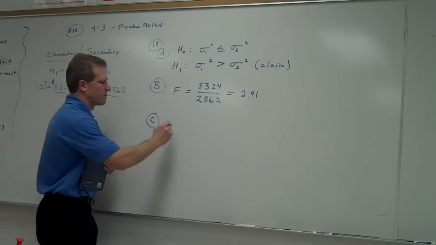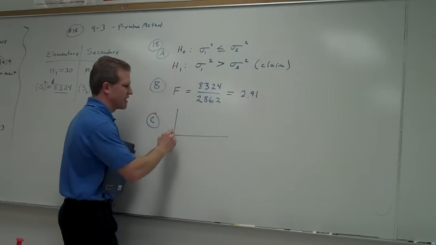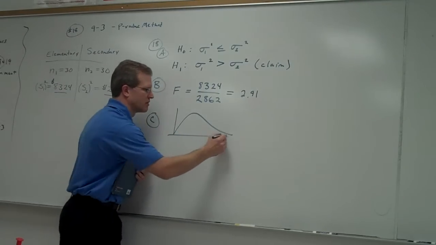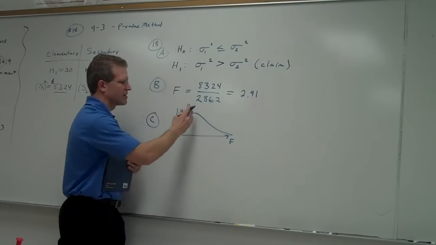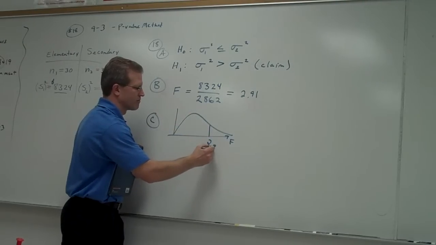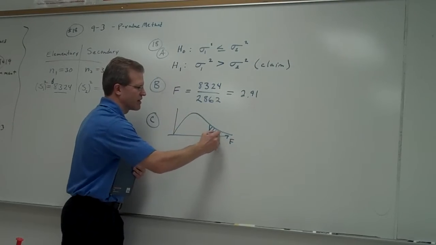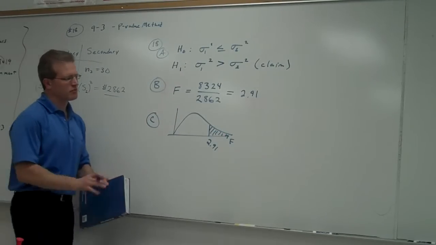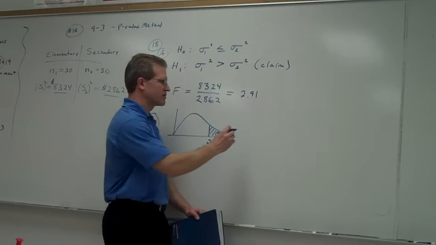Part C, we're going to try to find the p-value. Remember, the F distribution is skewed right. It's got a mean of 1. So 2.91 is somewhere out here. The p-value would be this area right here. Okay? So now we have several charts we have to look at. We're going to set up a chart here.